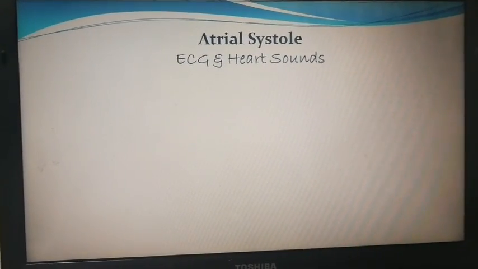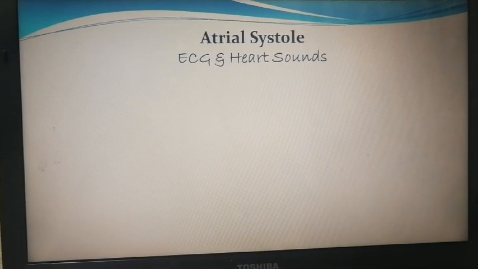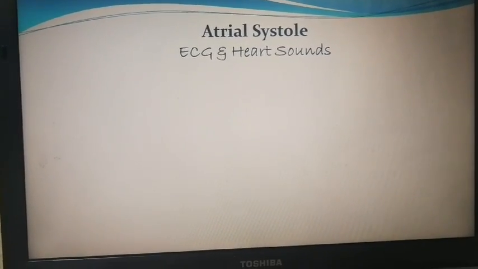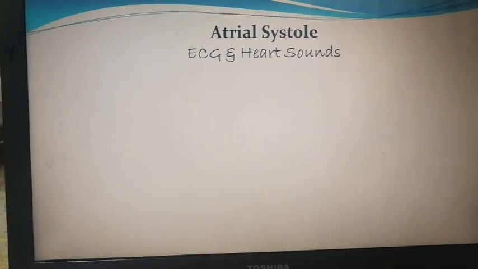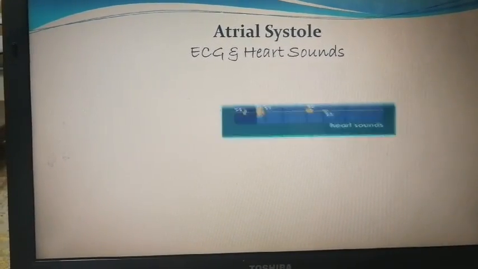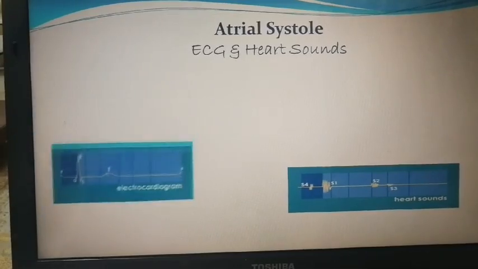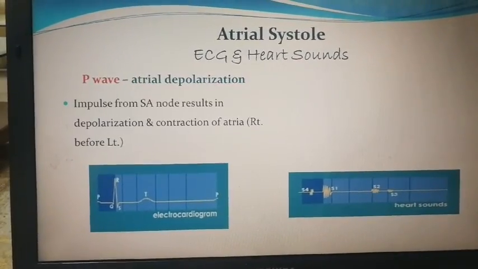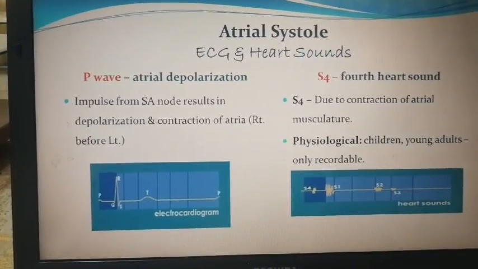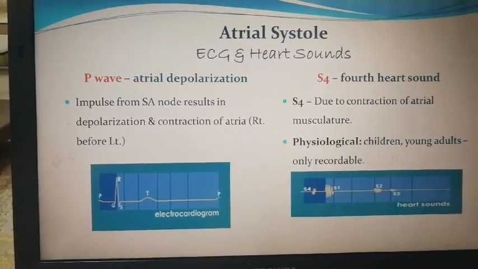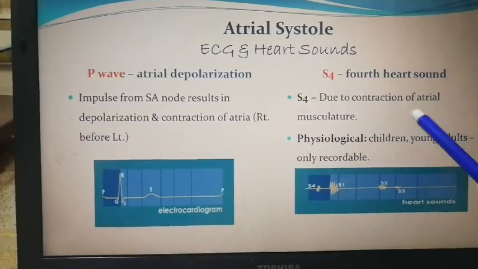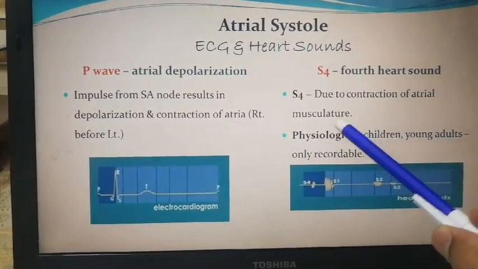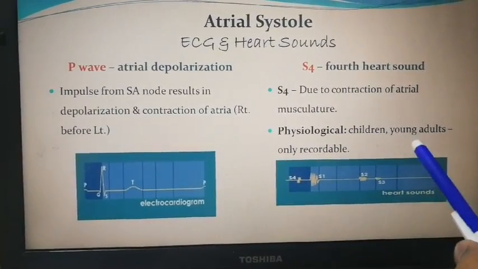So now we will discuss each pressure volume phase of the cardiac cycle and correlate it with ECG and heart sounds. During atrial systole, you can see the P wave and S4 heart sound. As I have told you, the S4 heart sound is due to atrial muscular contraction, and it is seen in children and young adults.